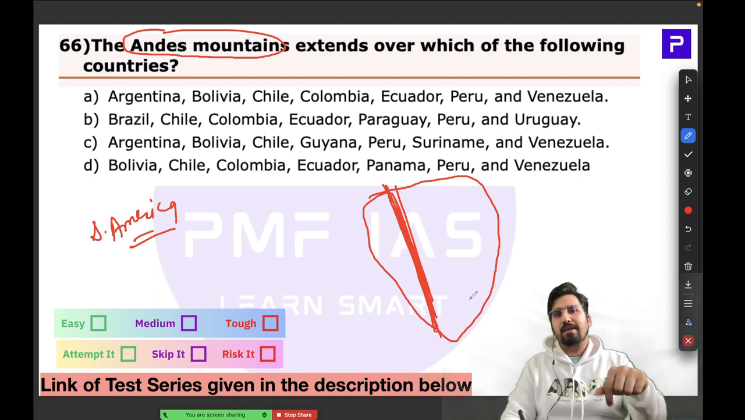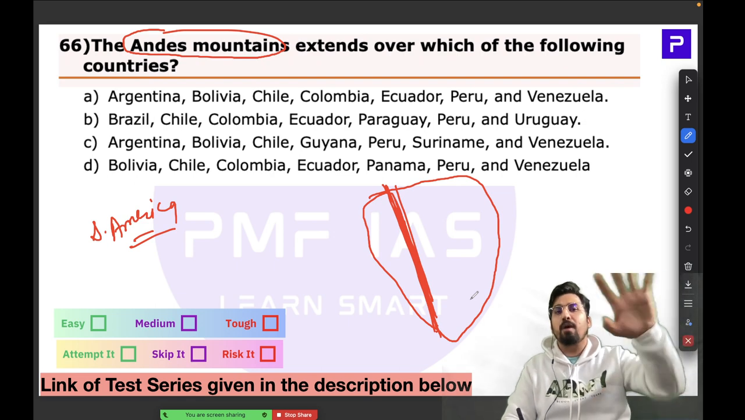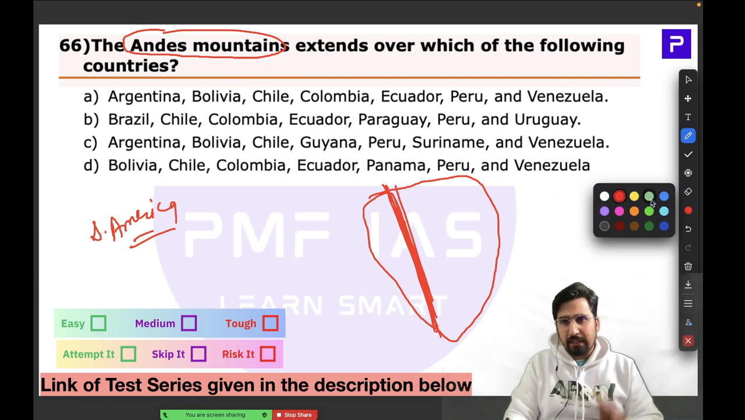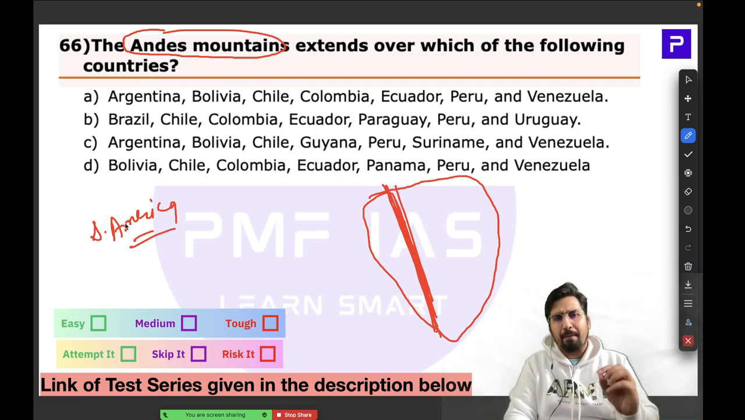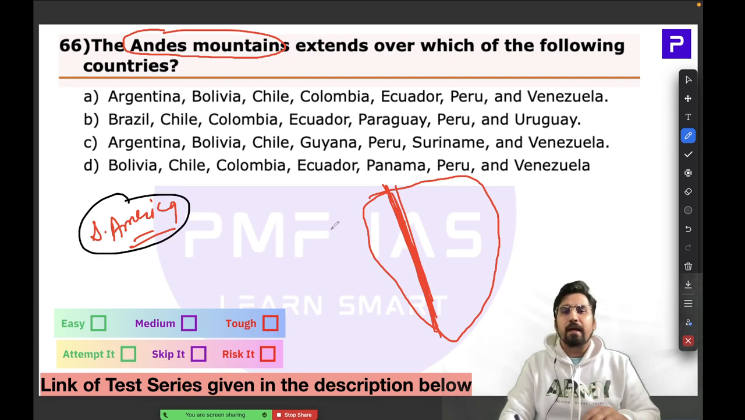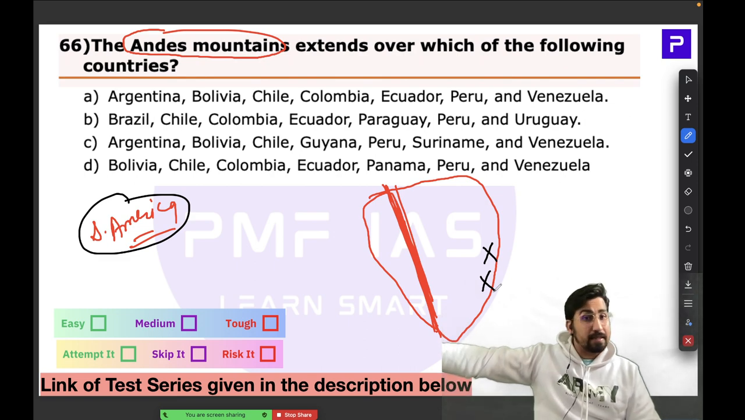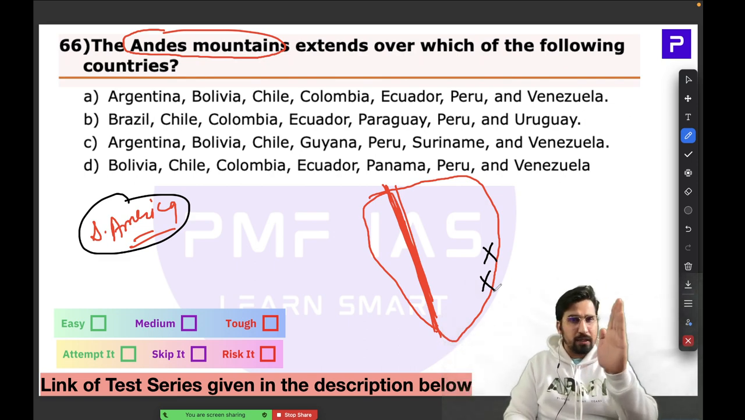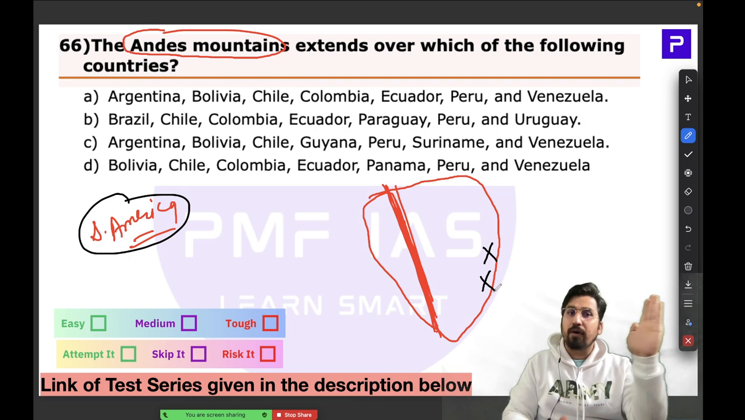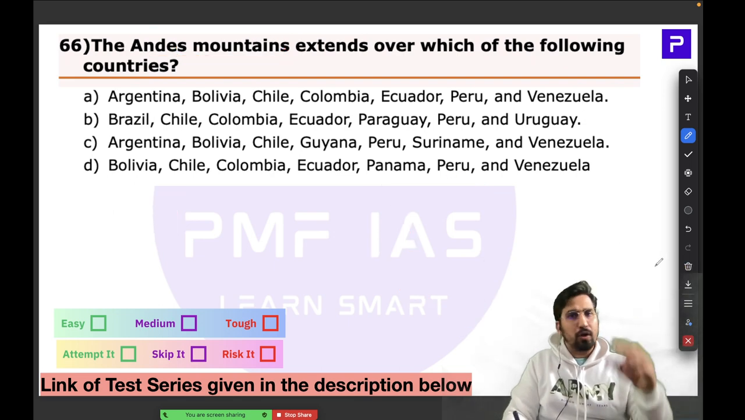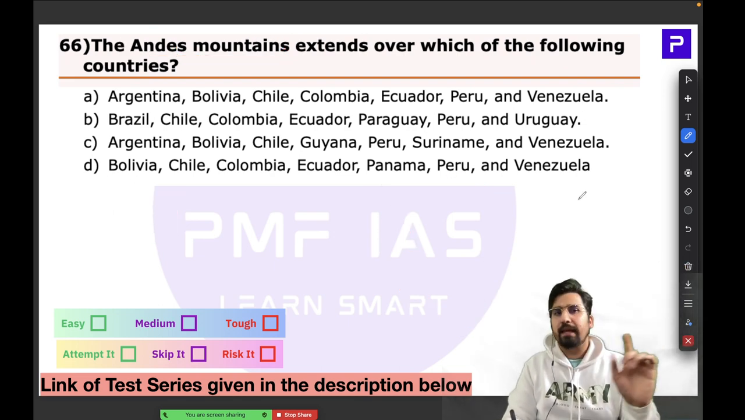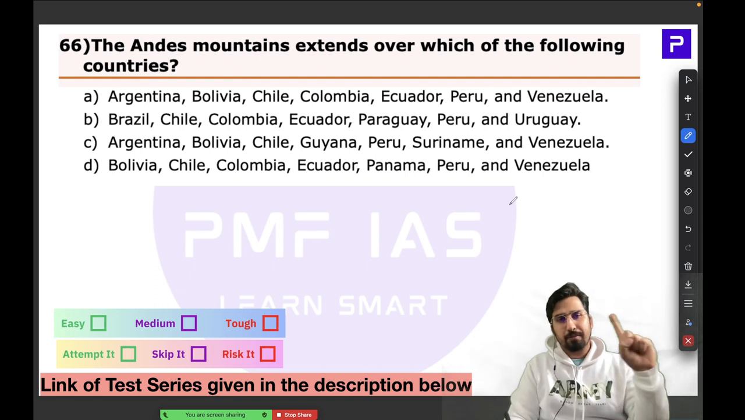The question is asking you which countries the Andes Mountains extend into. Now, at least if you have seen the map of South America twice or thrice, you must have an idea about the location of the countries. Since the Andes are here, at least I can eliminate any country which is on the extreme east side. I need to concentrate on the countries on the western side. I do not know the right answer, but at least I can eliminate. Please attempt this question by the elimination method.